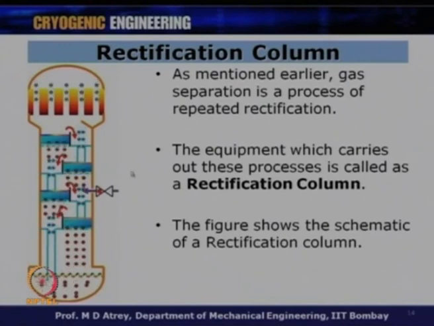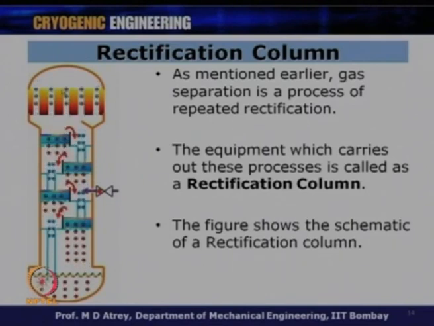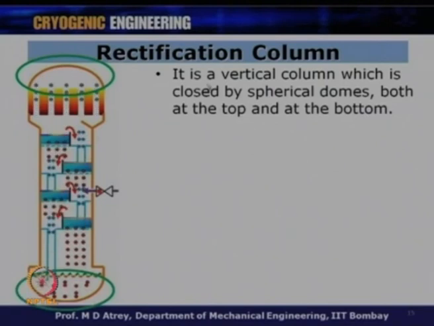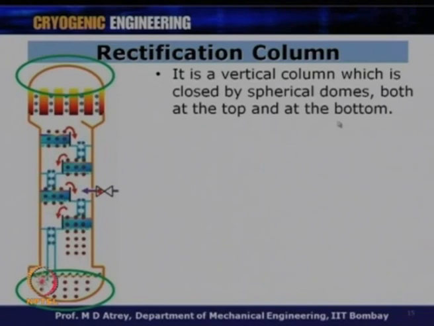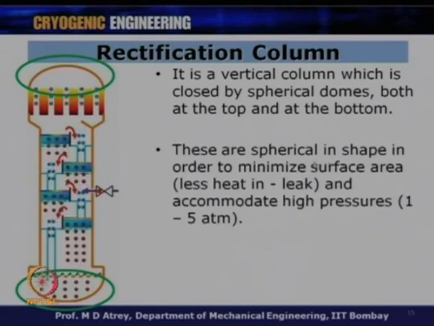The height of the column is a very crucial matter, because the height of the column will determine the purity of the gas component which is getting separated at the top and at the bottom. So, what do you see here? It is a vertical column which is closed by spherical domes both at the top and the bottom. One dome on the top, one dome at the bottom, and a vertical column over here. These are spherical in shape.